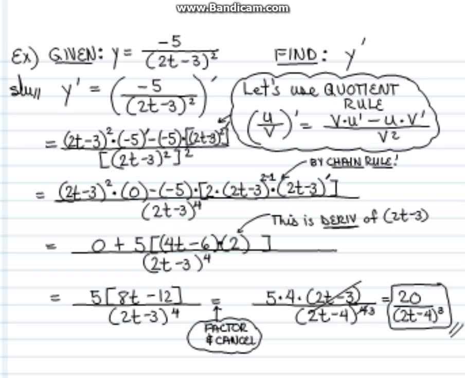Oh, a typo! On screen I wrote 2t minus 4 in the denominator, which was wrong. Should I fix that, or do you just believe me? It should have been a 3, and I don't want to redo the whole video, so just write it as 2t minus 3, not 2t minus 4. Thanks.